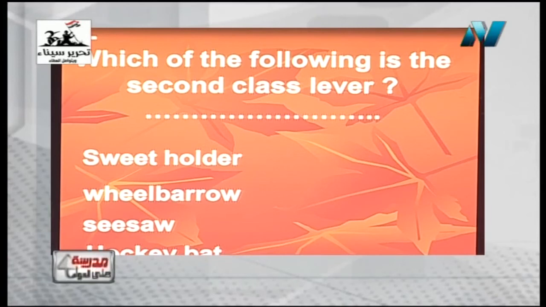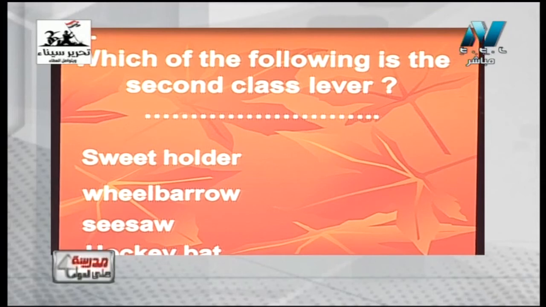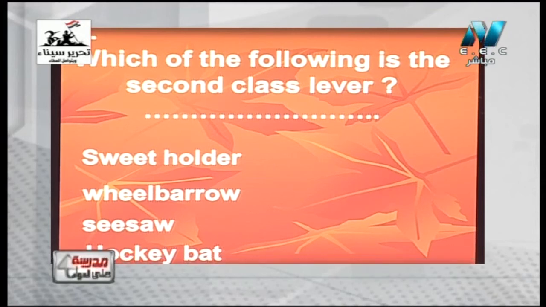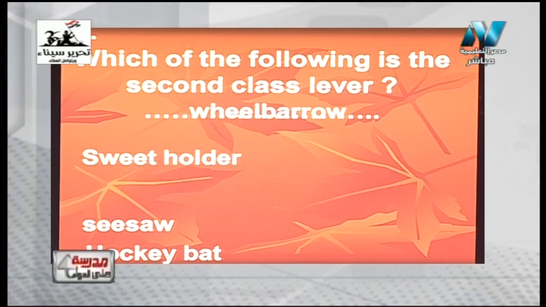Another question that says, which of the following is the second class lever? Which of these will be a second class lever? Sweet holder, wheelbarrow, seesaw, or hockey pad? Surely we have many examples of second class lever such as wheelbarrow, the garden cart, nutcracker, and also bottle opener. All of them are second class levers. Wheelbarrow is a second class lever, and also the stapler is a second class lever. Another question.